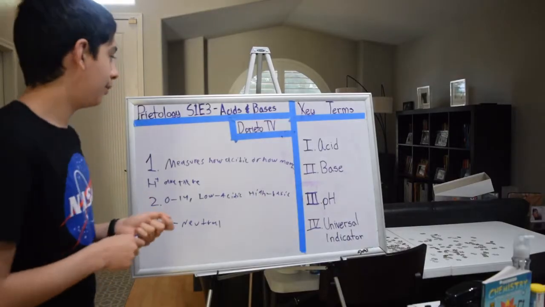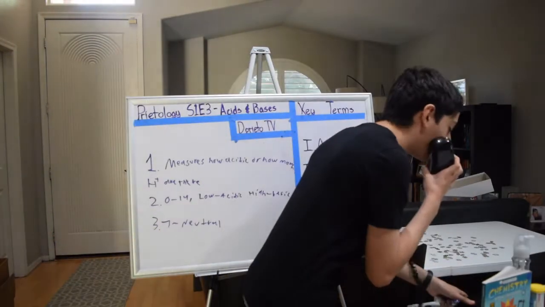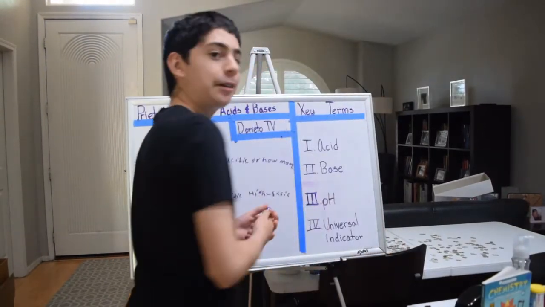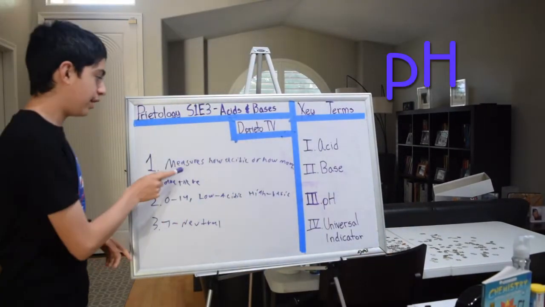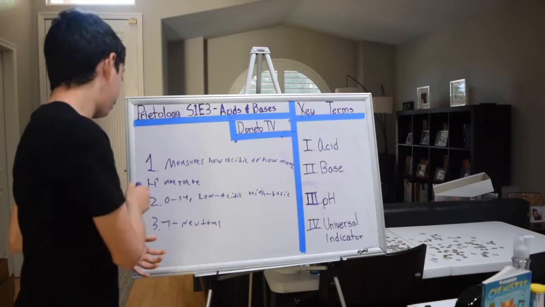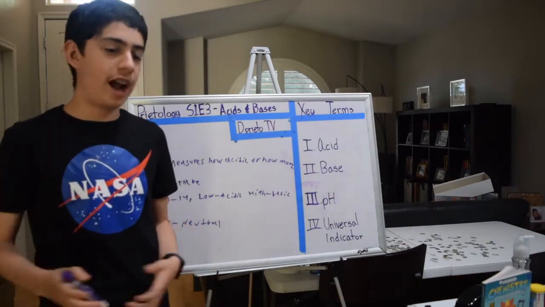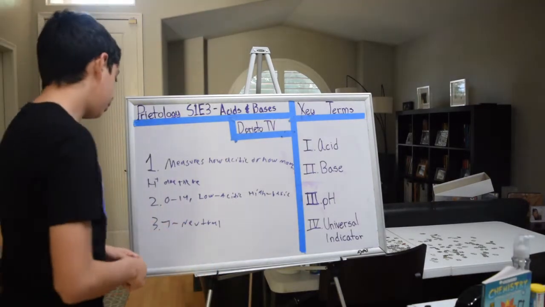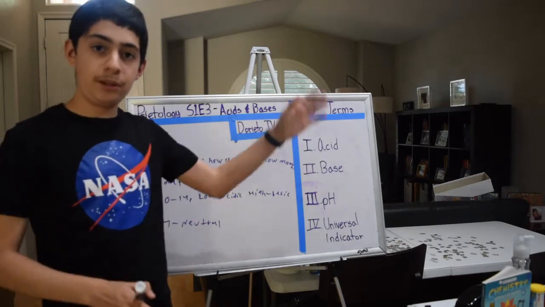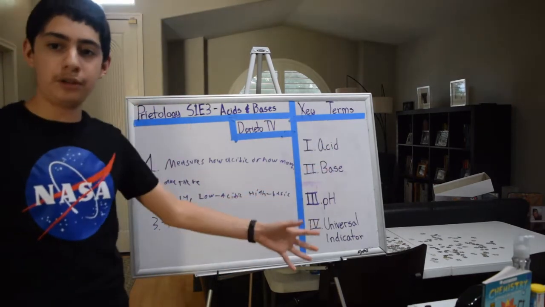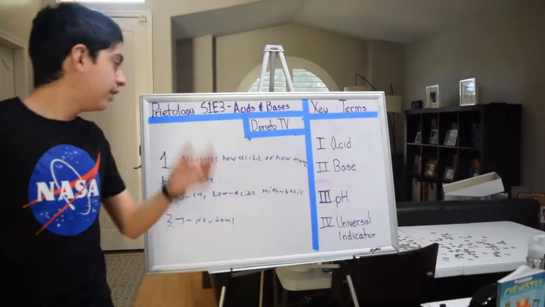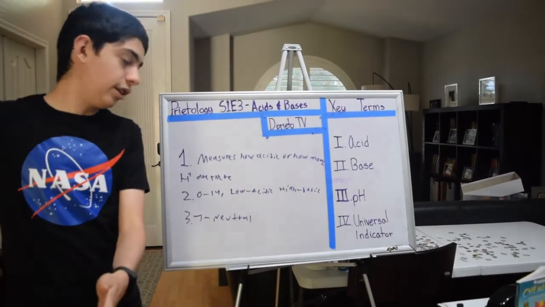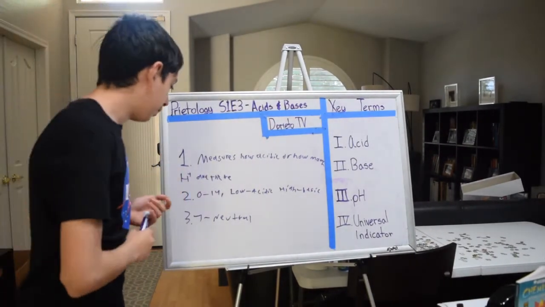Okay, so our next term, before I got interrupted, is pH. pH measures how acidic something is, or how many positive hydrogen ions there are in a chemical. So, like I said, it ranks from 0 to 14. Low numbers, 0 to 7, are acidic. 7 through 14 are the high numbers, and those are considered basic.